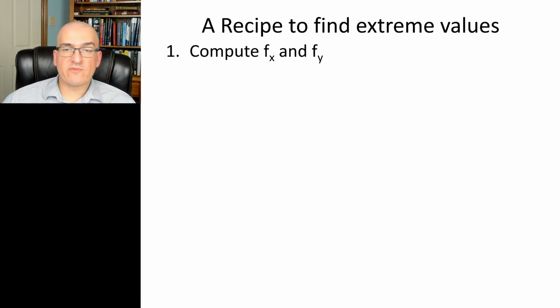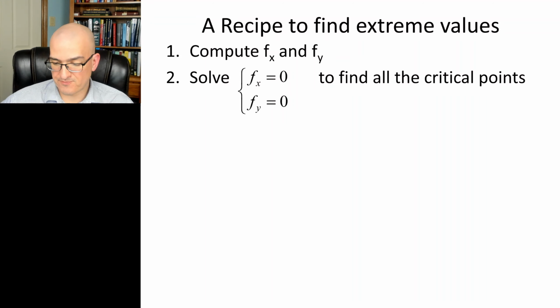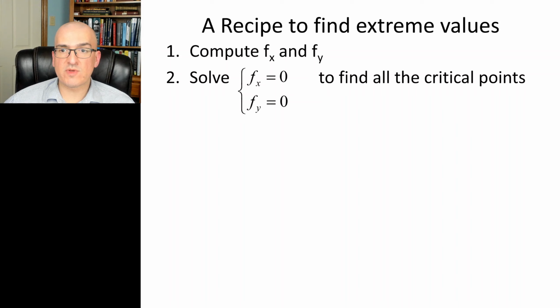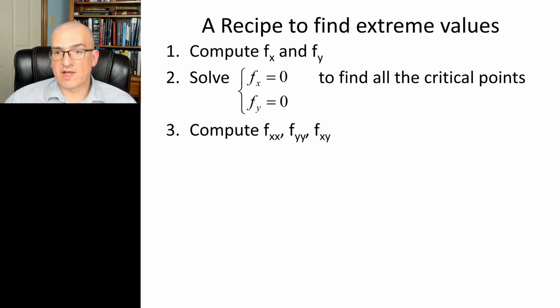Finding extreme values, a recipe. Our first step of the recipe is to take the first partial derivatives, the fx and the fy. In the second step, we set them equal to 0 and solve. Generally speaking, this is the hardest part of the problem, solving this system of equations. If the whole question takes 3 pages for you to do, 2 pages will be step 2, and the rest of the problem is the rest of the writing. Then we find the second derivatives, the f double x, f double y, and the mixed derivative fxy.